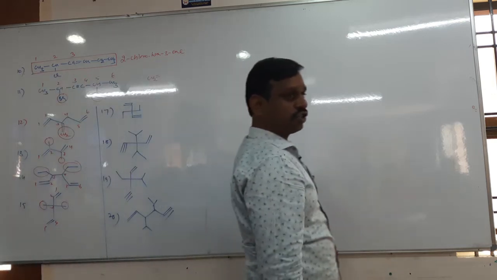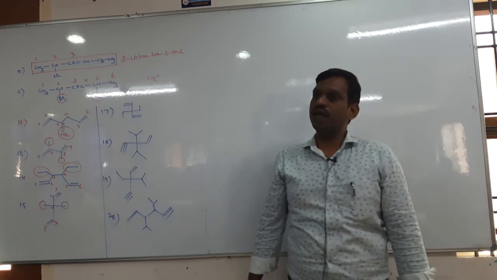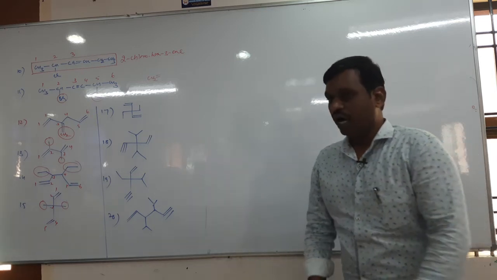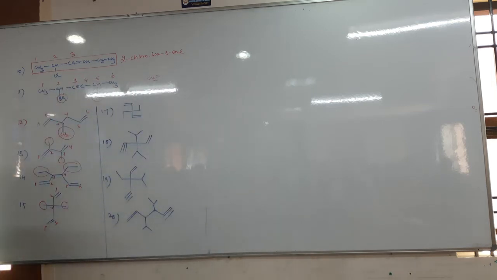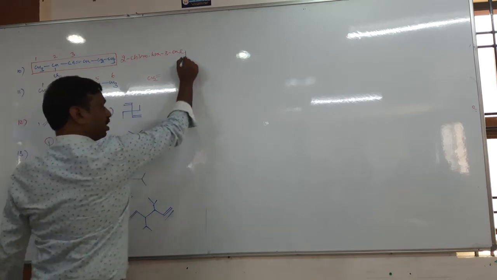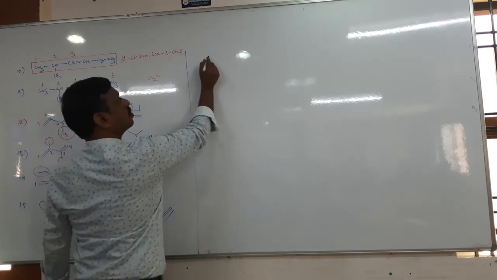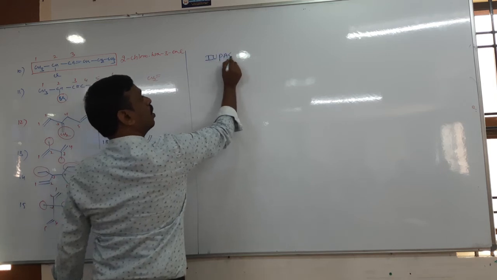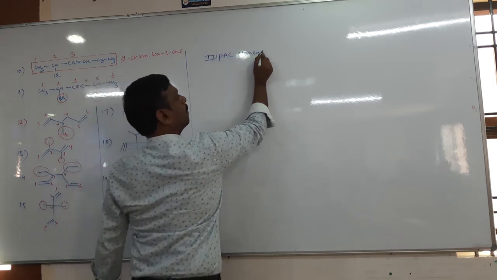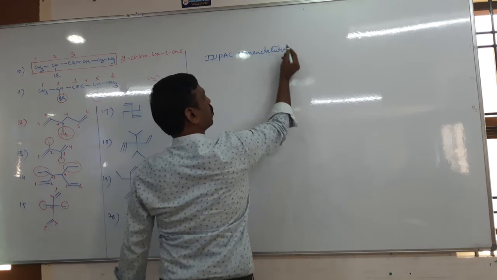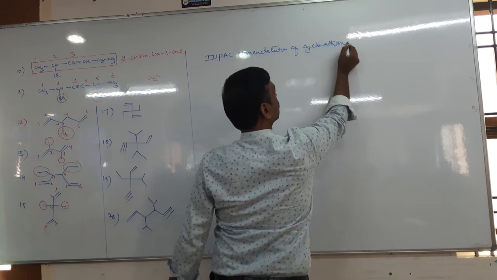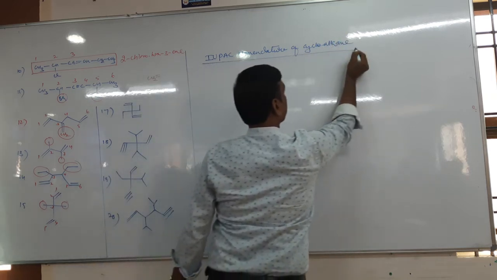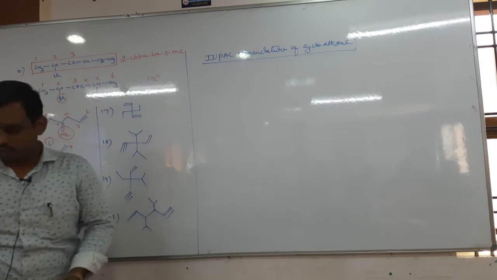Next, right? It is IUPAC nomenclature of alkene and alkyne. Next, IUPAC nomenclature of cycloalkane. Okay, write the rules.